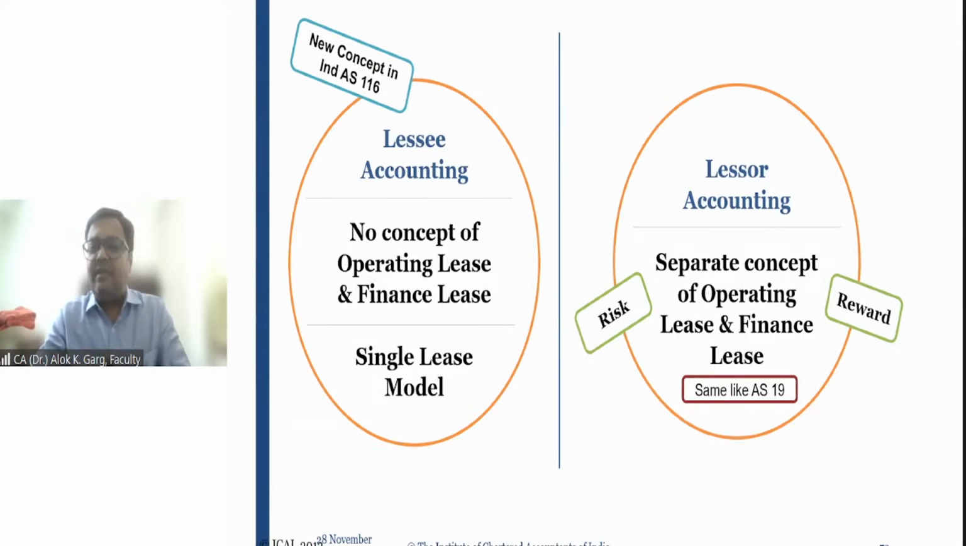friends. In that case, what will the lessor do? Lessor has to recognize this car as a property, plant and equipment. Lessor will depreciate this car over a period of 10 years. Whatever rental lessor will earn, lessor will show it as income, right? This is the accounting in case of operating lease.